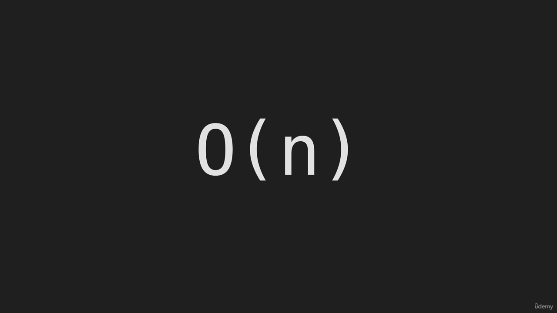So now we're going to look at our first big O notation. And I start with O of n, not because it's the most efficient or least efficient, but because I think it's the one that's easiest to get your head around. So I'm going to explain this with a function.